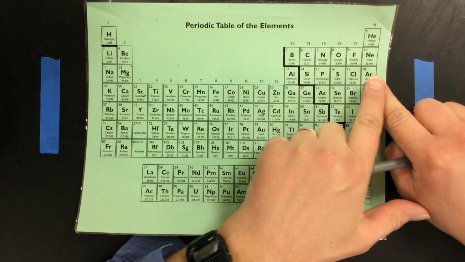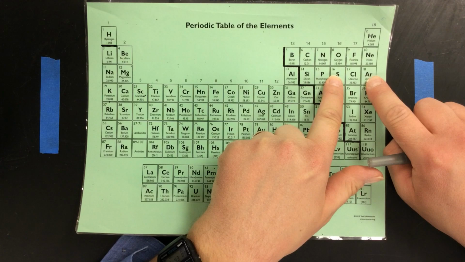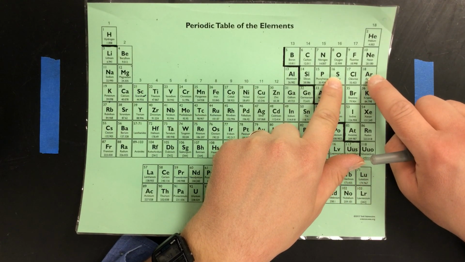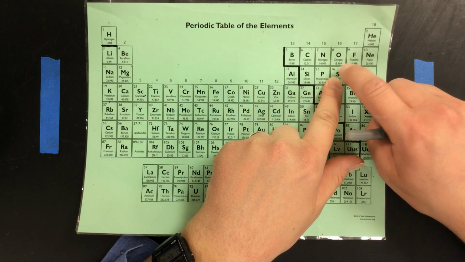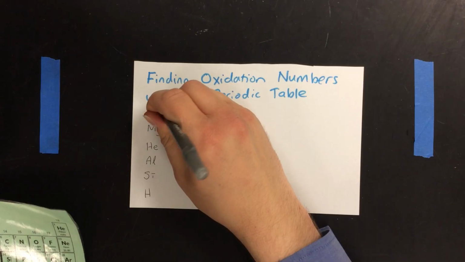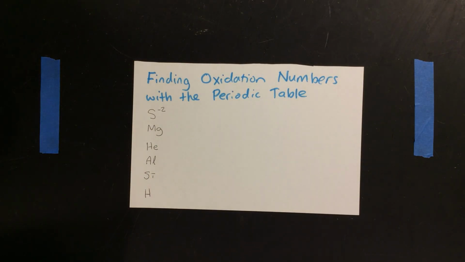So here's our nearest noble gas, argon. We count from argon down to the element in question, sulfur. Since we're counting down, that means it will have a negative charge. So here's a -1, -2. That means our sulfur would like to have a charge of -2.